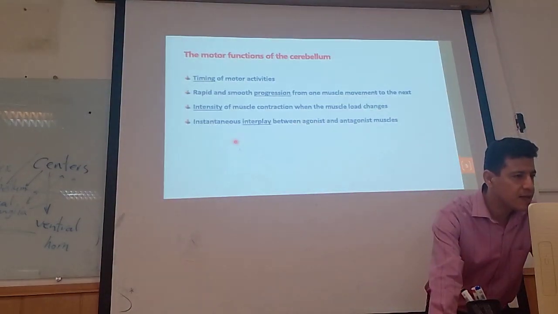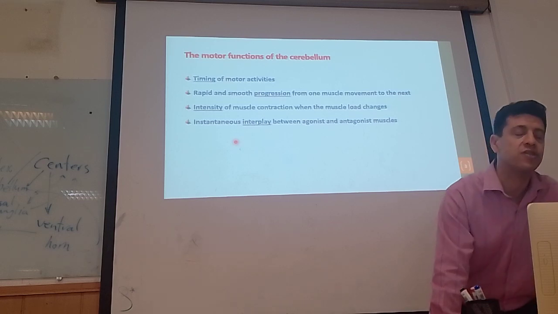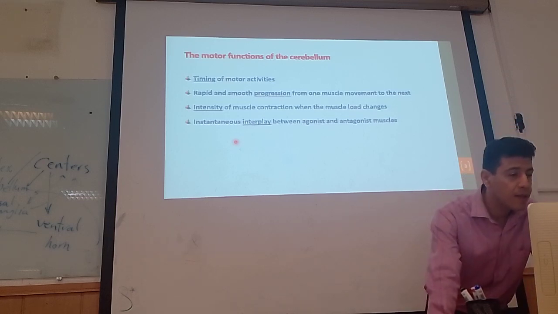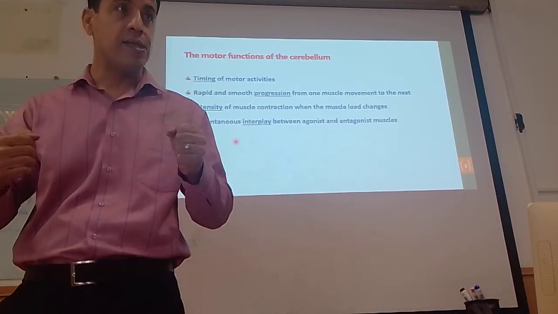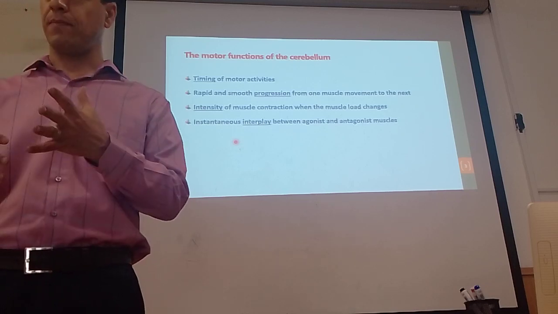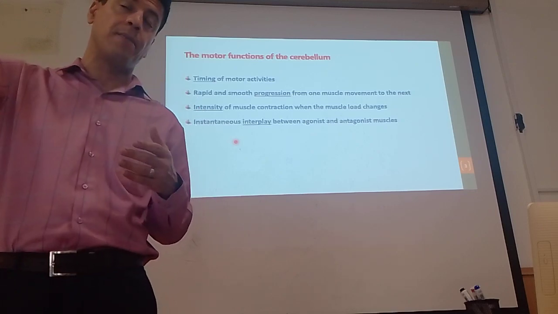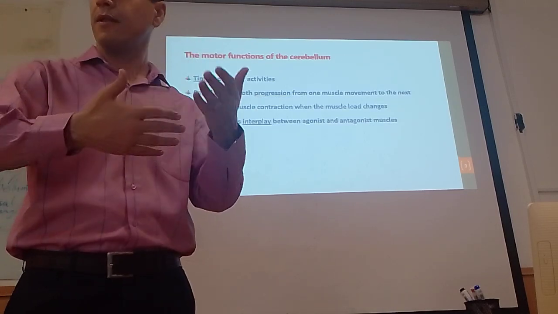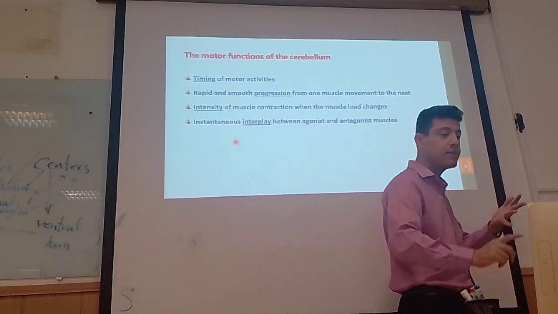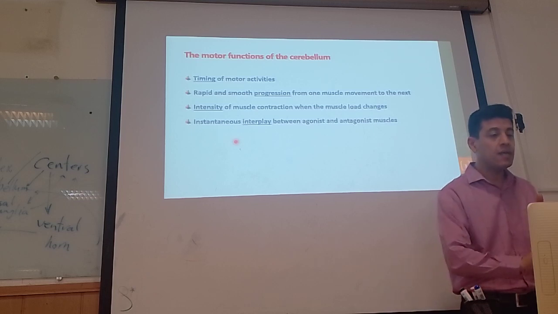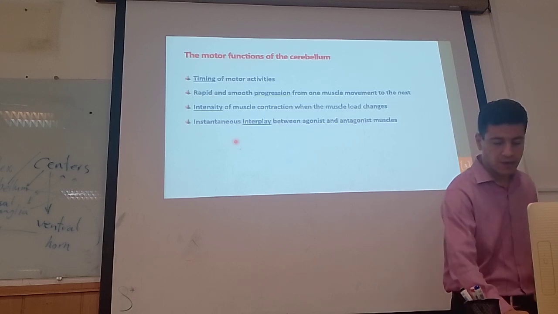The other function is that the cerebellum helps control the intensity of the muscle contraction, especially when the muscle load changes. So intensity of the contraction, intensity of the movement is controlled by the cerebellum. Actually, they are all controlled by the motor cortex, but the cerebellum helps the cerebral cortex to do this. Okay? For all of this: timing, progression, intensity, and also the interplay between the agonist and antagonist. So we see all of this today.